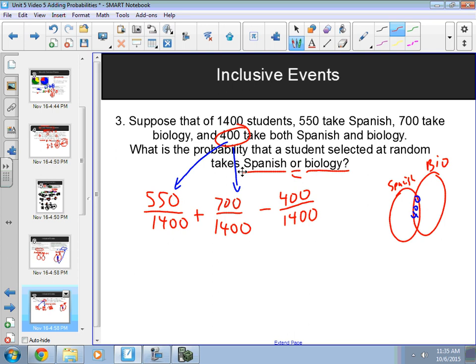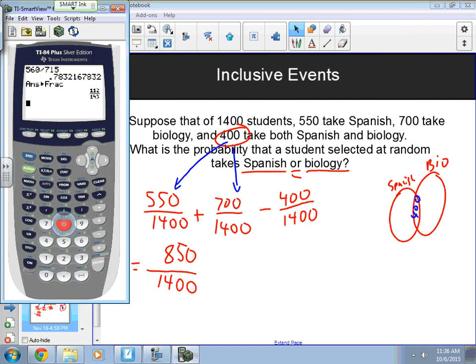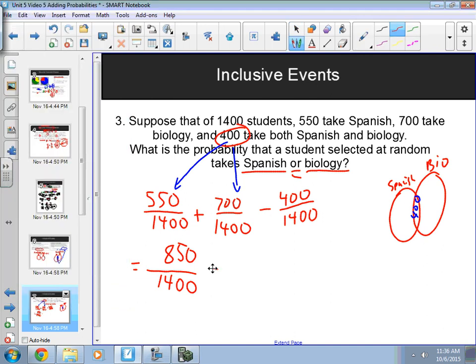All right, so now if we figure this out, it should give us the probability we're looking for. Here, we're adding and subtracting fractions. We do have a common denominator of 1,400, so that's just going to stay on the bottom. We just have to add the numbers on top and subtract. So if we add 550 and 700 and then minus 400, we should end up with 850 out of 1,400 students. Okay, if you reduce that, 850 divided by 1,400, it looks like it's about 60.7%. As a reduced fraction, that would be 17 out of 28.